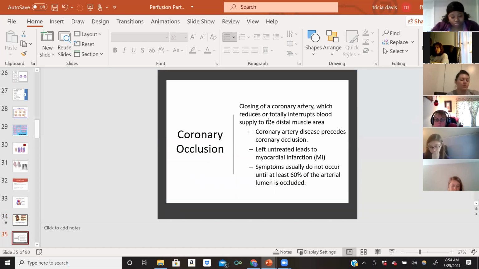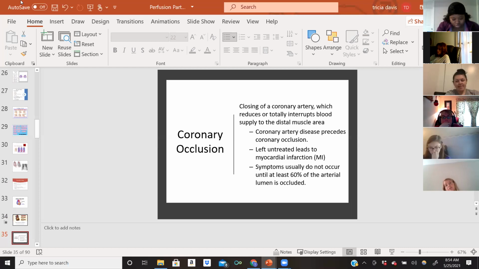All right, so coronary occlusion, this happens when we have the full closure of a coronary artery, which reduces or totally disrupts blood supply to that distal muscle area. So coronary artery disease does precede coronary occlusion, obviously. You're going to see that buildup of plaque or cholesterol in the heart over time, and then eventually, as it continues to happen, you're going to see that coronary occlusion. Left untreated, this is going to lead to a myocardial infarction, because if the blood flow can't get through, your patient's heart can't get a good supply of blood. So it's going to cause that heart attack.